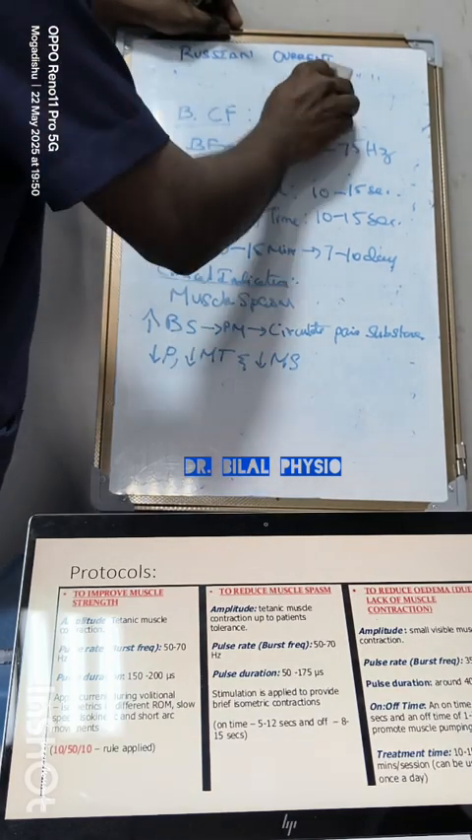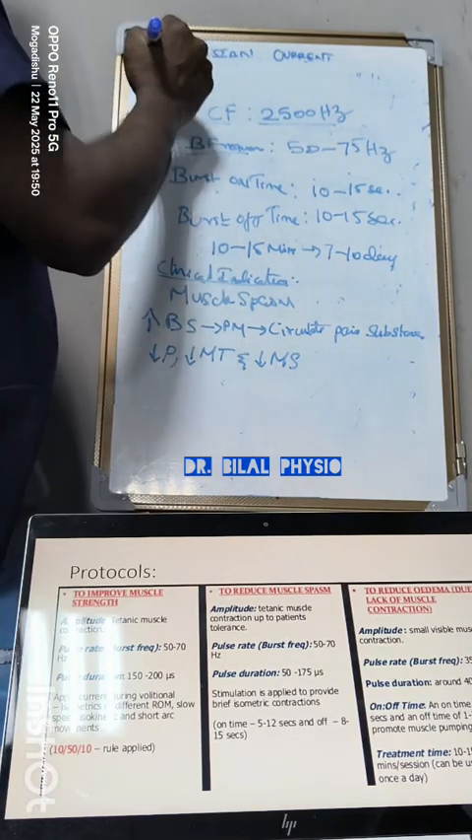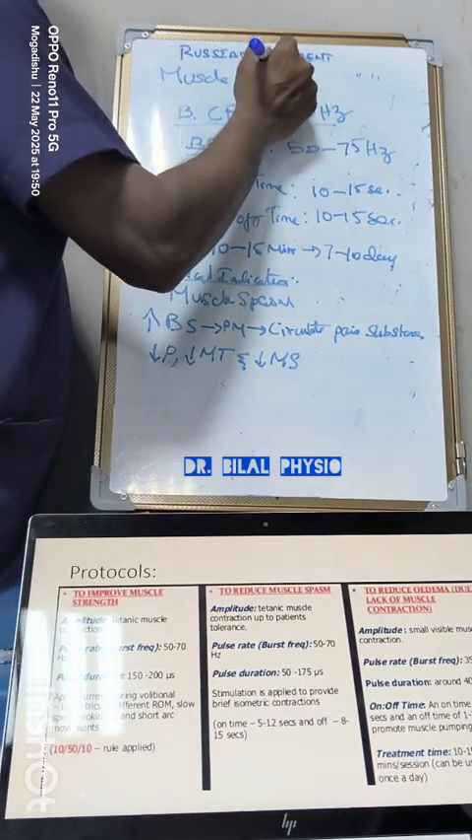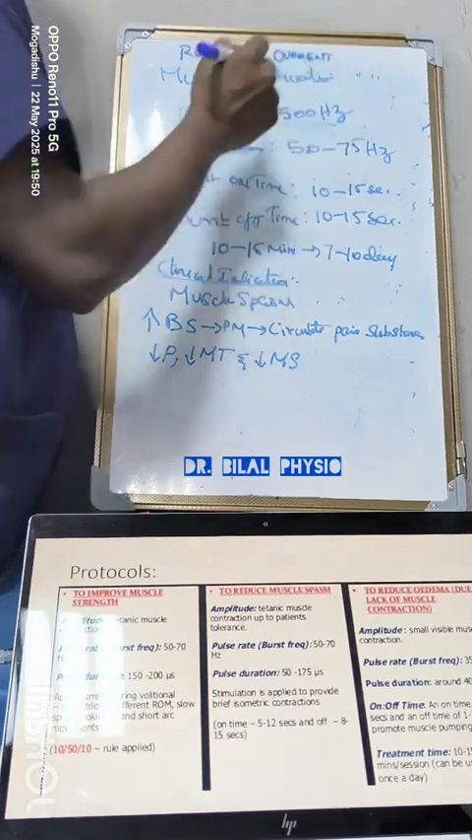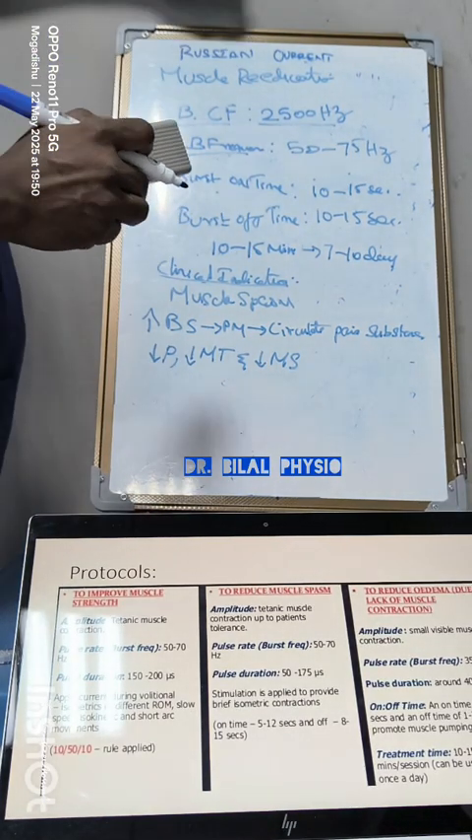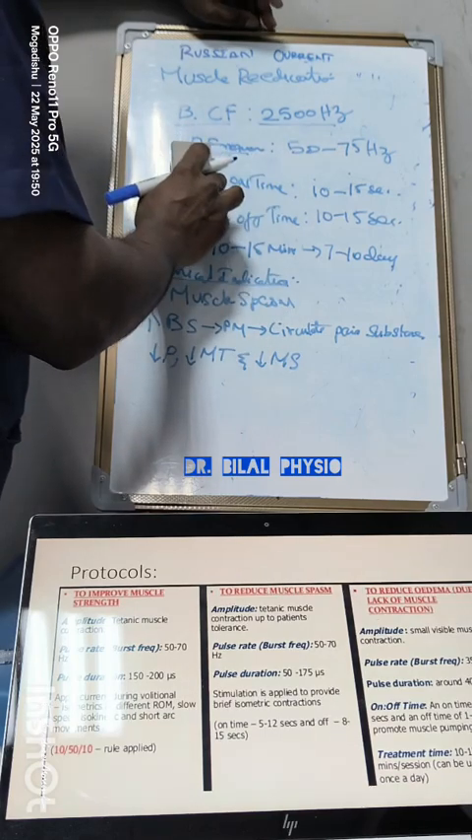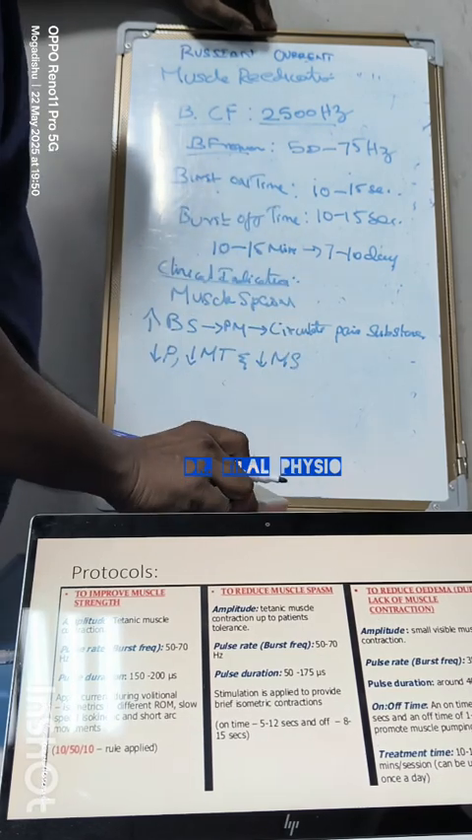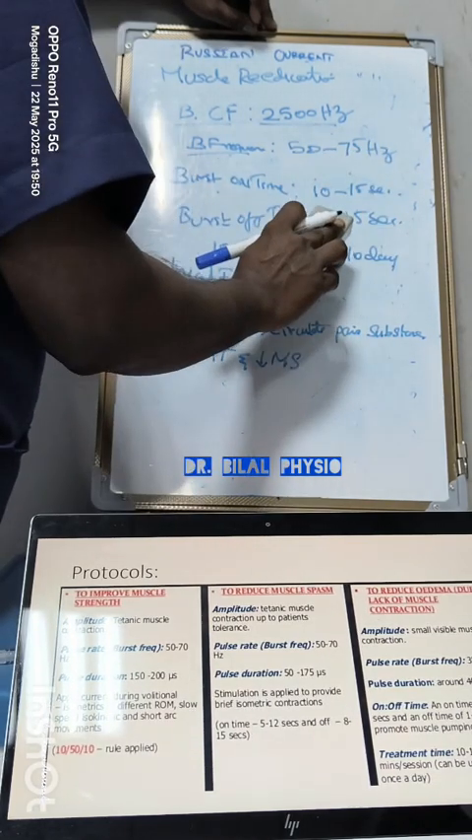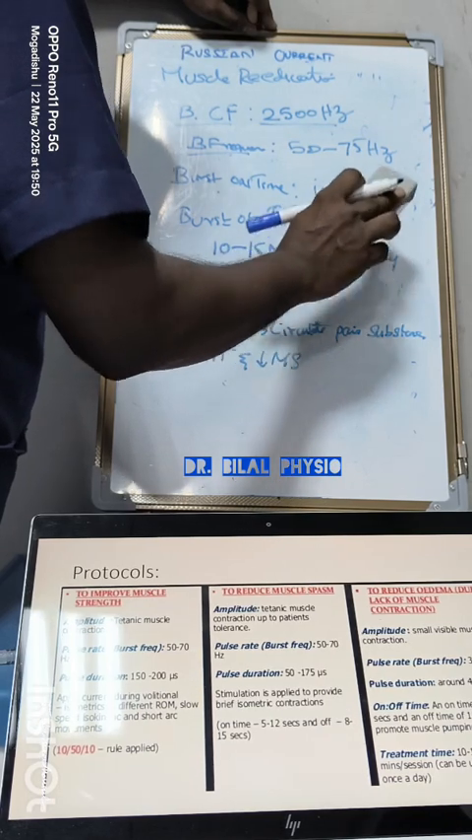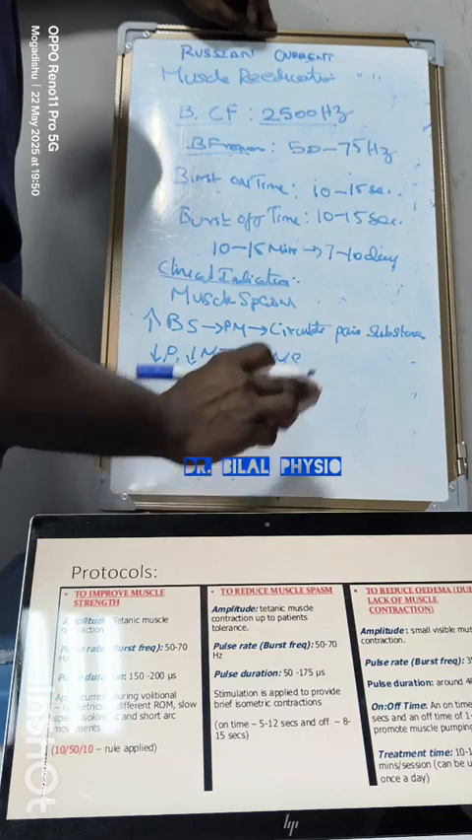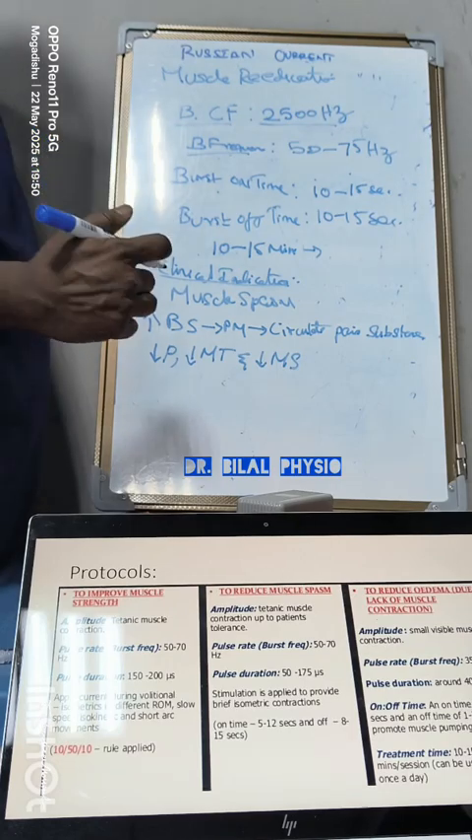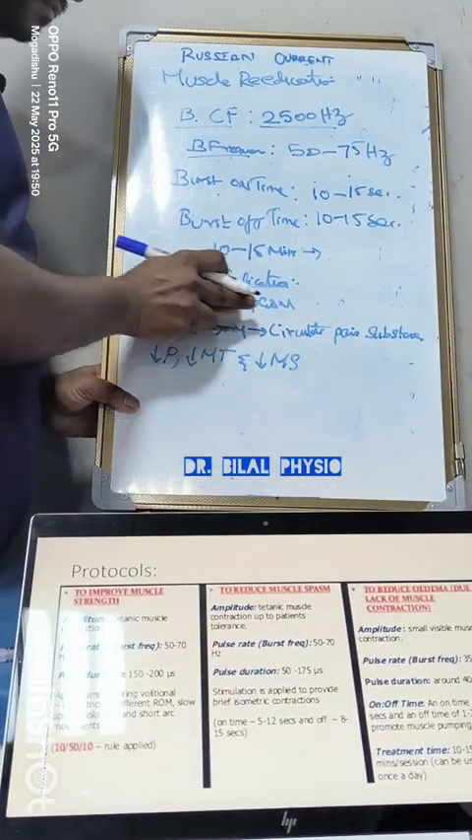For another clinical condition like muscle re-education, we use the same protocol, a basic frequency of 50 to 75 Hz with a burst on time of 10 to 15 seconds, with a burst off time of 10 to 15 seconds, for a period of 10 to 15 minutes, until the muscle is re-educated, mostly for stroke conditions.